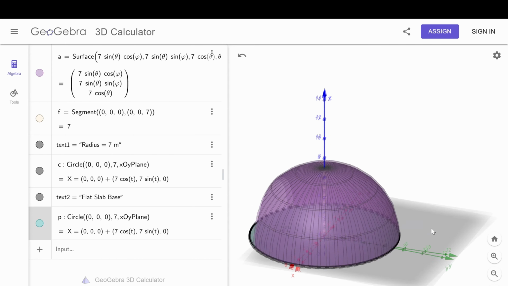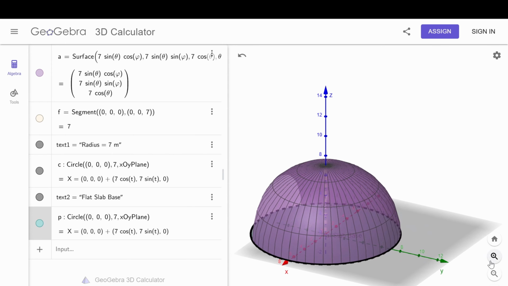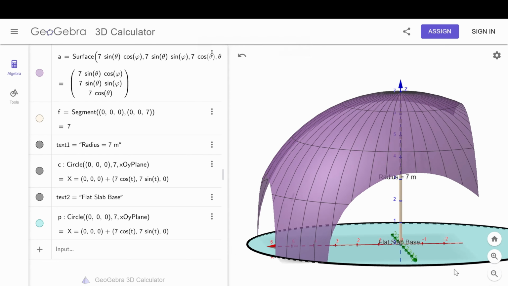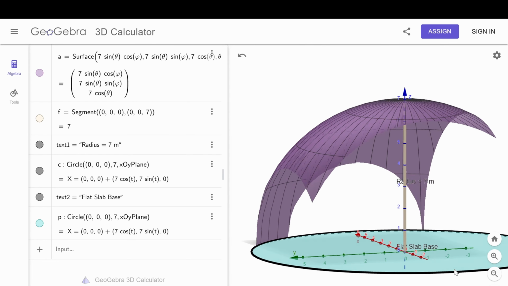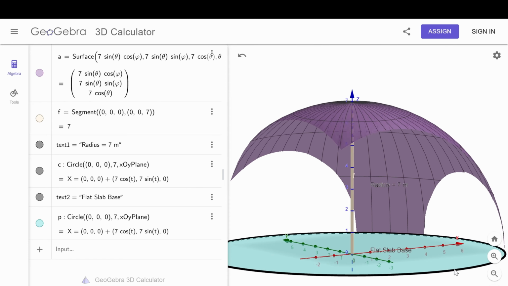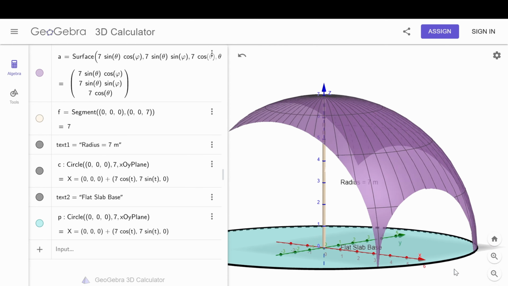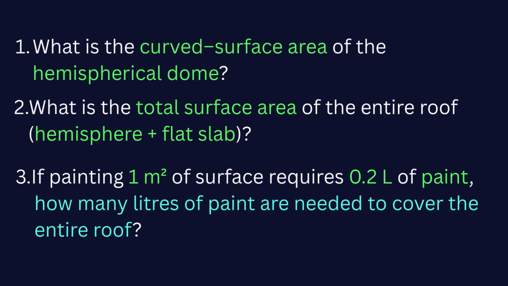So we need the formula for the curved surface area of the hemisphere. The formula is 2 pi r squared. And the area of the flat slab, which is just a circle, is pi r squared. So let's solve this question step by step. We will try to solve these questions step by step. I'll begin with the first part, then the second, and then the third part.